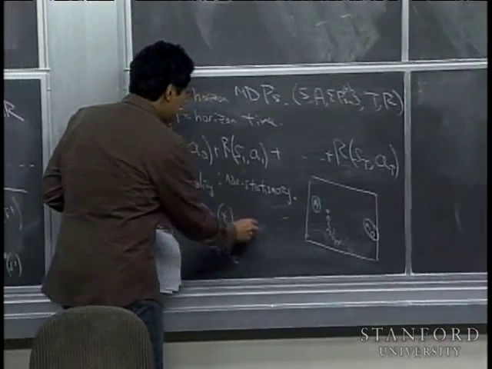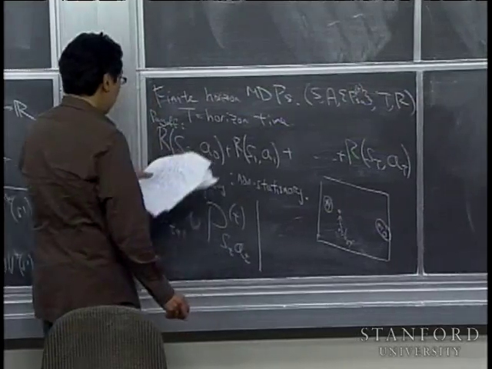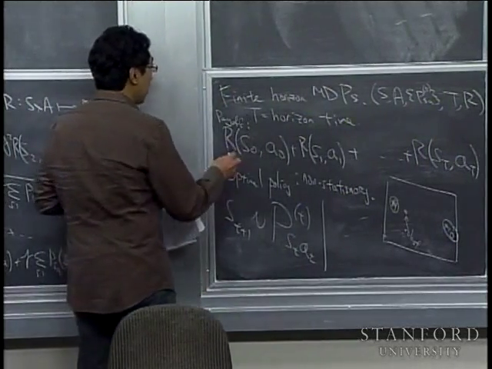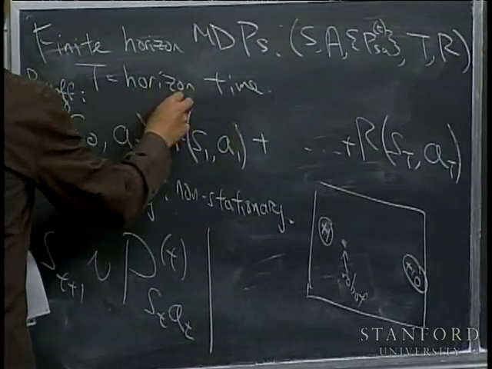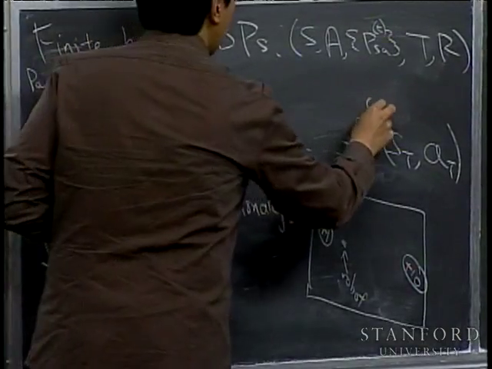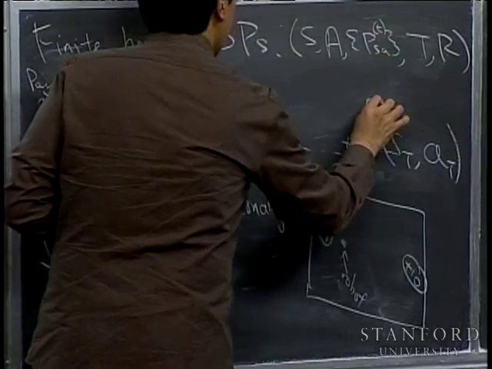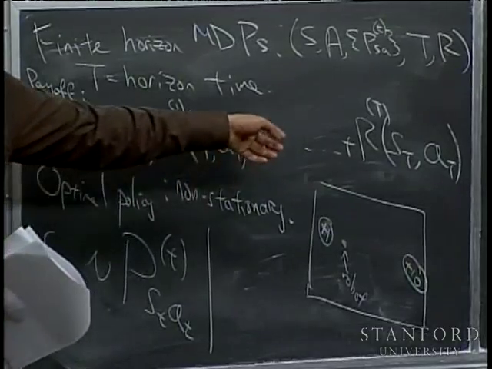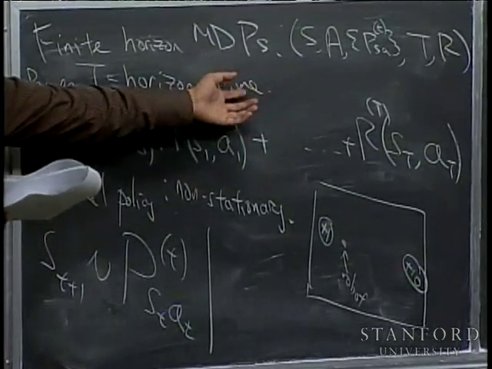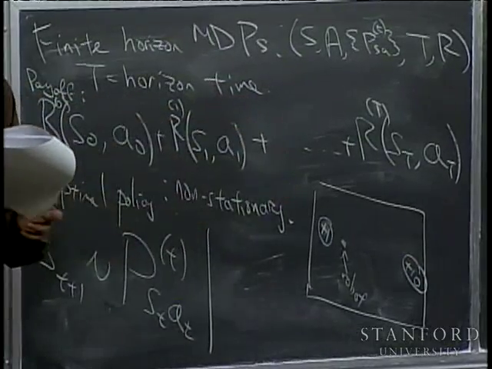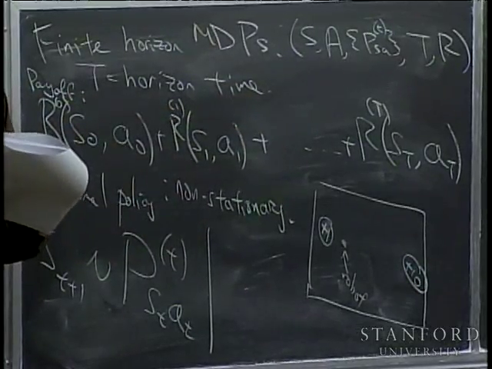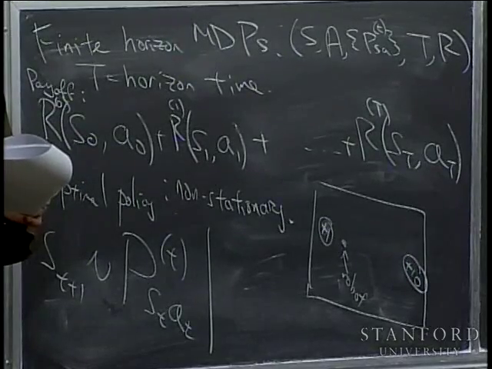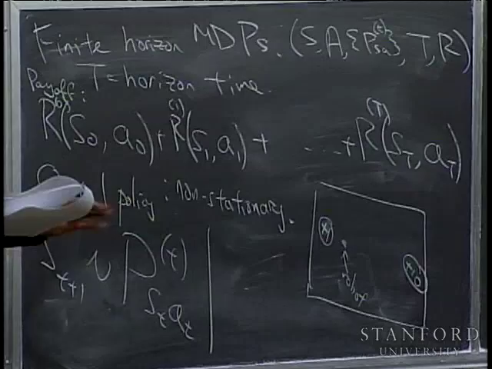And lastly, to make this fully general, we might as well have non-stationary rewards as well, where you might also index the reward function with these time superscripts, okay? Where again, the cost of doing different things may depend on the time as well. There are actually many more examples of non-stationary MDPs.